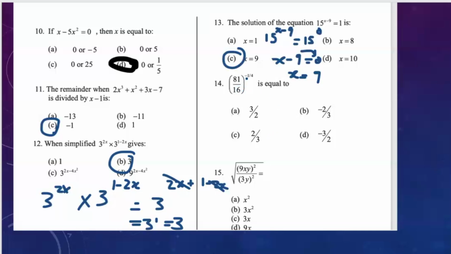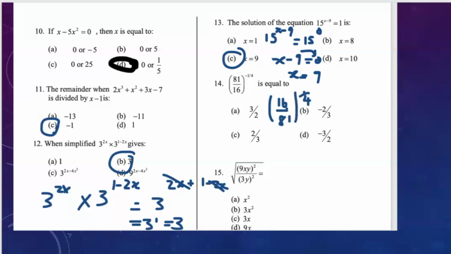81 over 16 raised to the negative a quarter. When we have a negative power, we basically flip the fraction and change the sign to positive. So this becomes 16 over 81 to the positive a quarter.